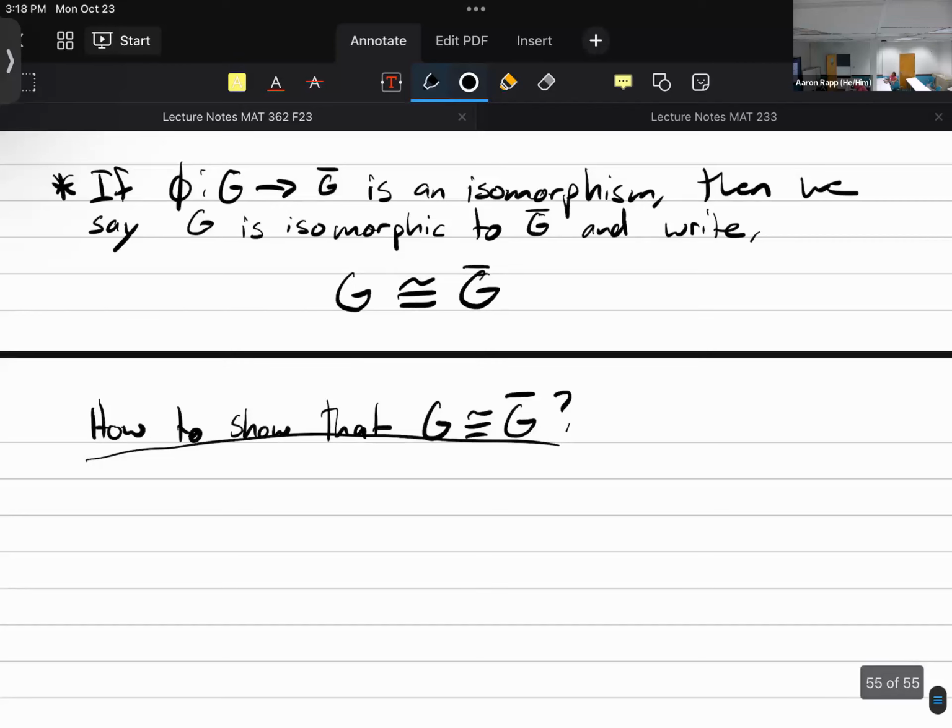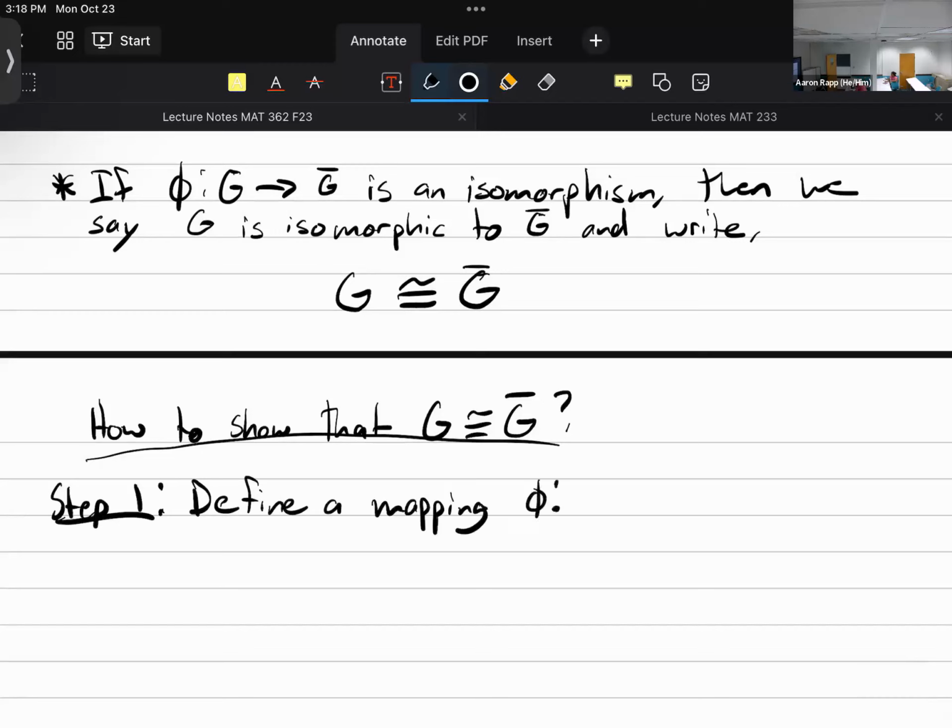So I've got really what I consider four steps. The first step is usually the hardest, because you have to be creative. What you need to do is define some mapping from one of those groups into the second one. And this is going to be your candidate for an isomorphism.